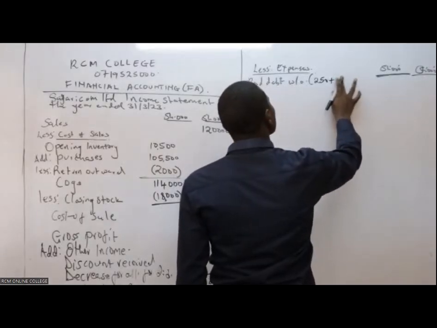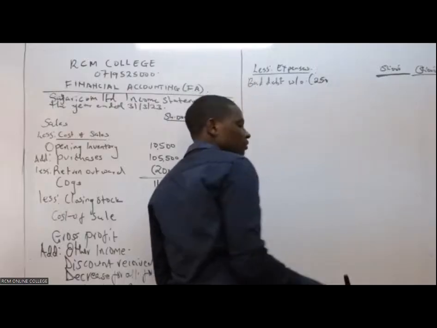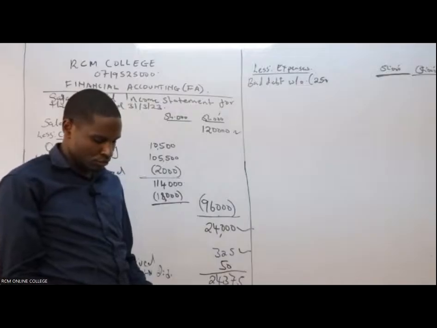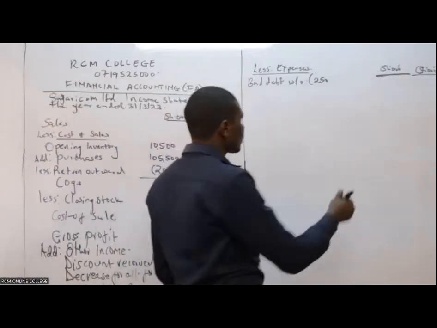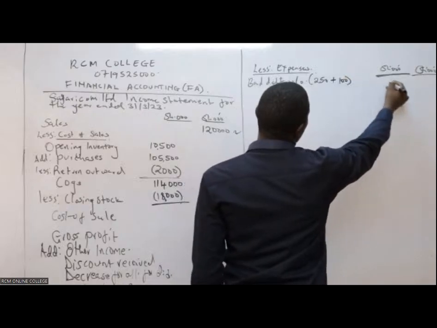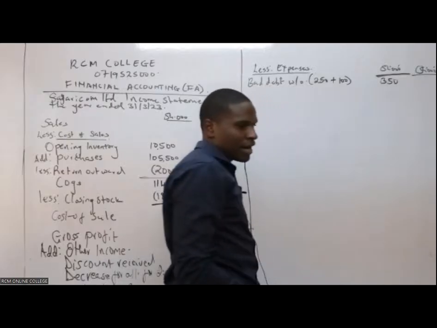Bad debt written off ni ngapi jameni? We have to check. We had that man who was declared bankrupt plus what? Plus the 100 that is in our trial balance. So this will be 350. That is an expense, a direct expense.